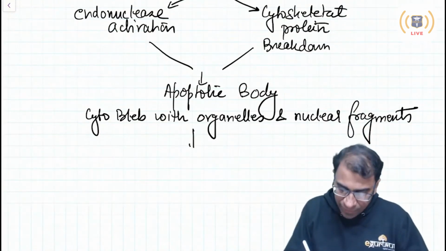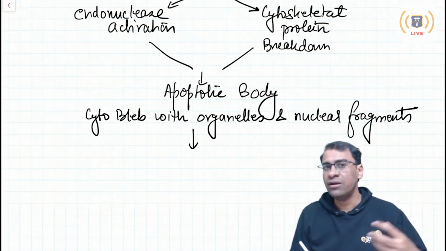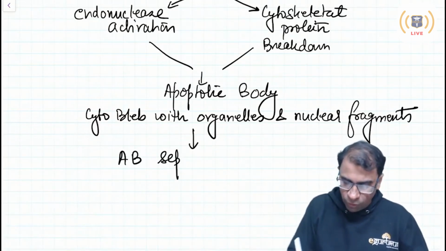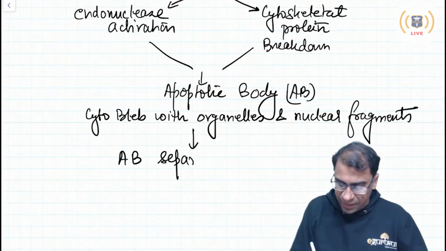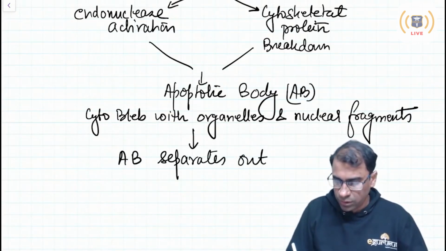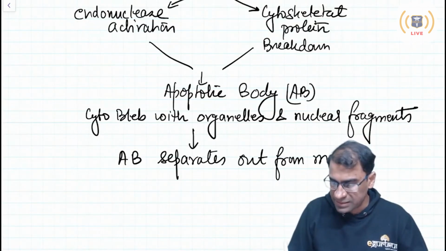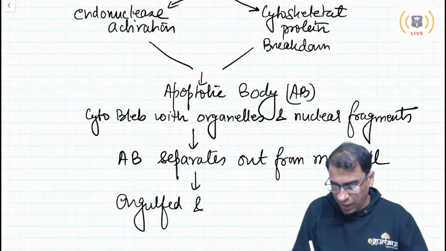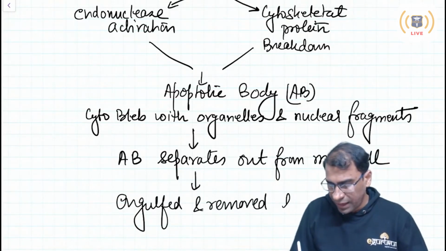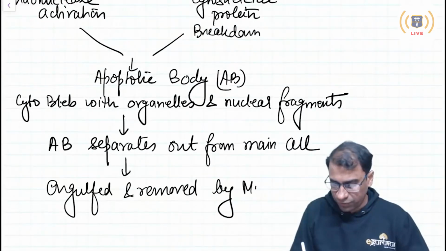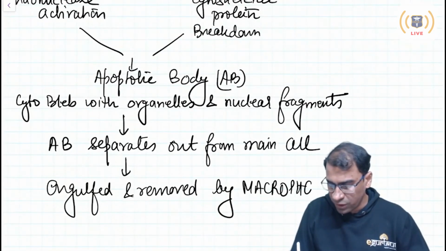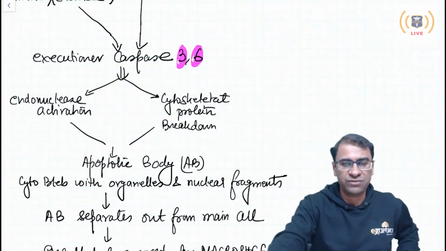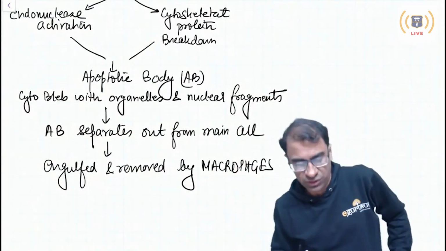Okay. Then what happens? The apoptotic body will be released out. This is the apoptotic body. It separates out from the main cell, and finally it is engulfed and removed by macrophages. Now this completes the process of apoptosis.